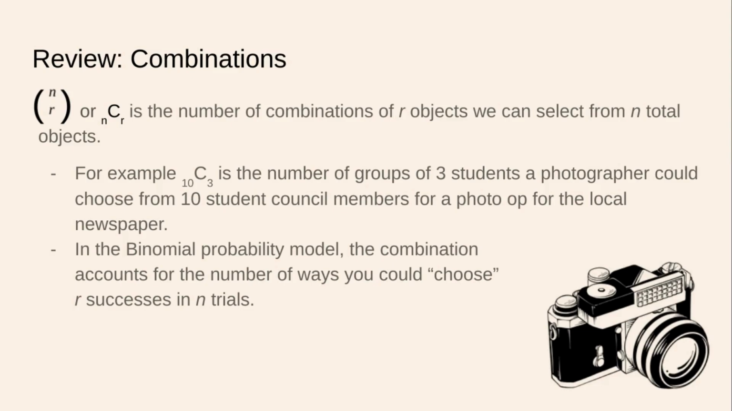In the binomial probability model, the combination accounts for the number of ways you could choose your successes in n trials. This means that the successes don't have to all be bunched together. There's not one way to achieve our successes. There are n choose r ways of choosing our successes out of the total trials.